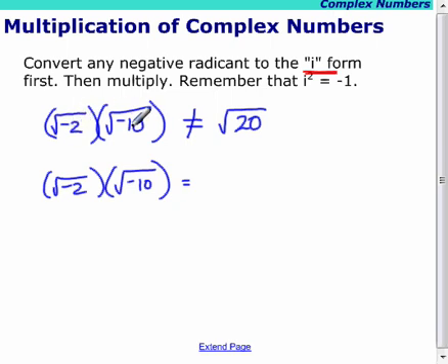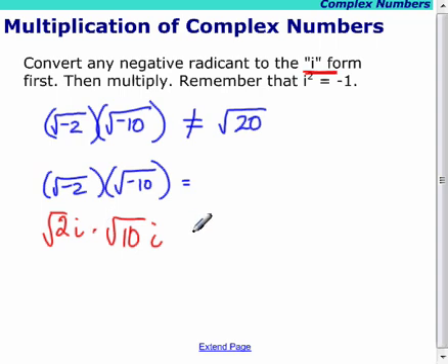When you multiply these two, if we were doing it the old way, where I just have to multiply the radicands together, you'd come up with a positive 20, or the square root of a positive 20. But if you convert first, watch what happens. The square root of negative 2 is the same thing as root 2 i, and the square root of negative 10 is the same thing as root 10 i.